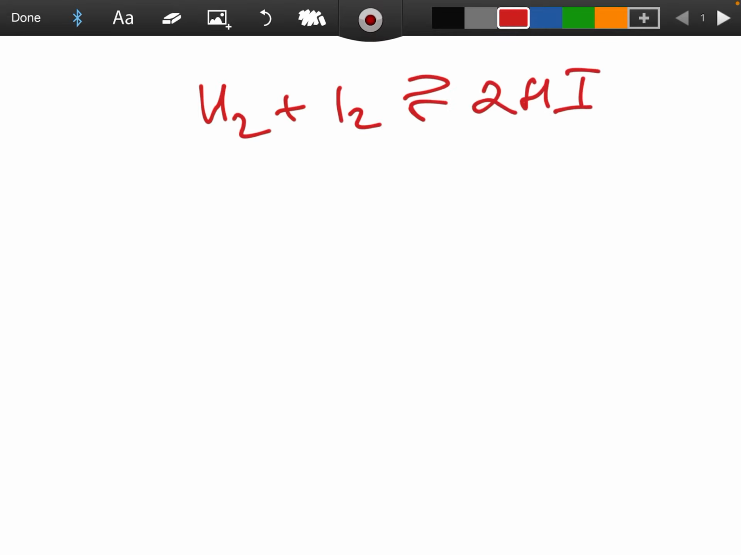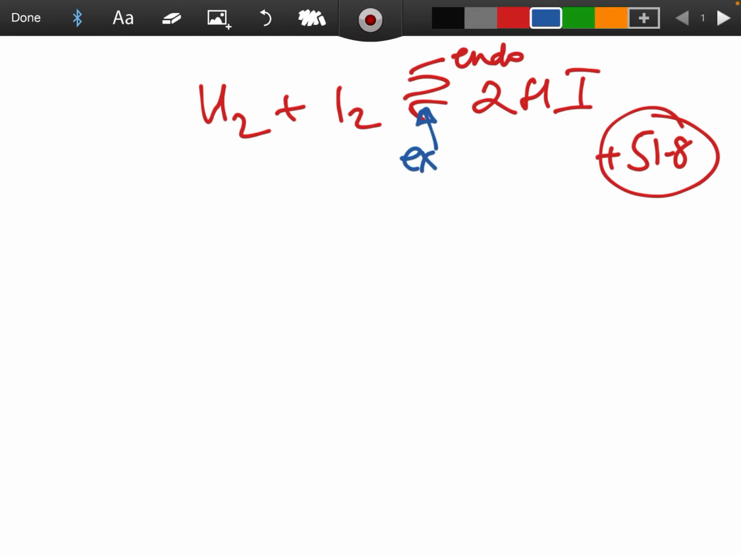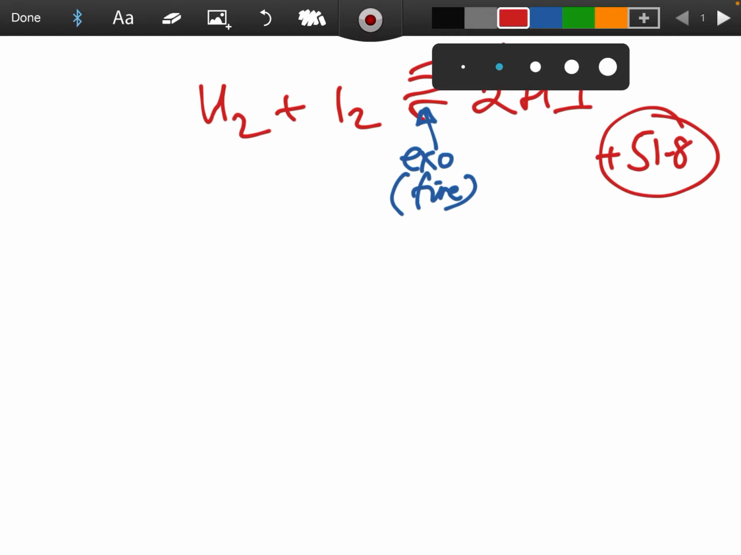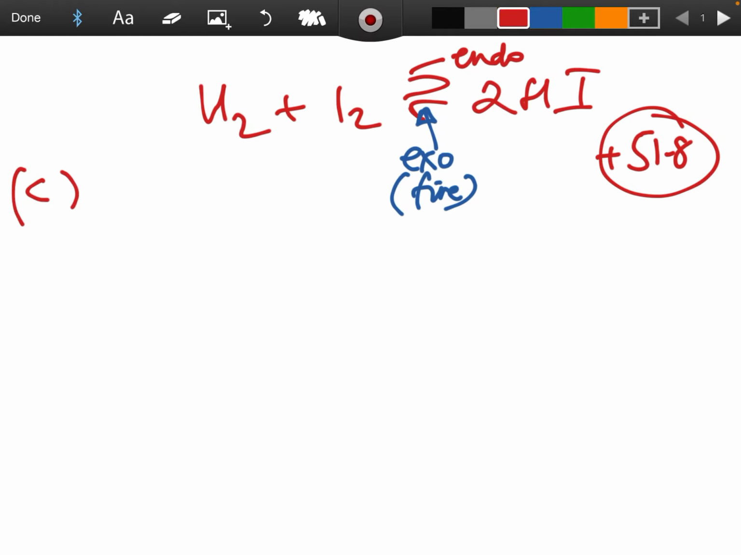Okay. Now, they tell you there that the delta H is plus 51.8. Plus 51.8 means that the forward reaction is endothermic. So I'd say the backward reaction is exothermic. And you're thinking fire when you're thinking exothermic. Okay. Now, they're asking you the definition, that's fine, and the calculation, I'm assuming, is fine. Now, part C is what I want to do here. Stating Le Chatelier's principle, that's fine. Now, use Le Chatelier's principle to predict and explain the effect of a decrease in temperature.